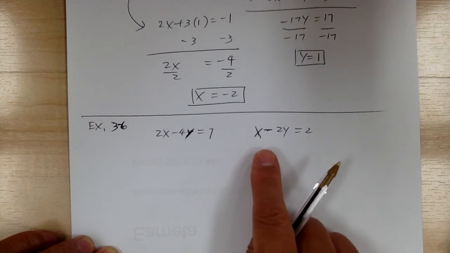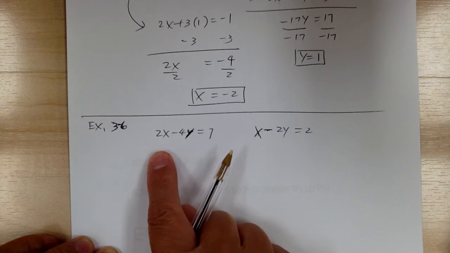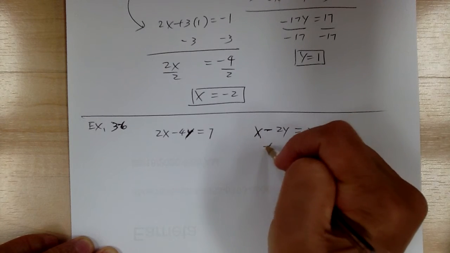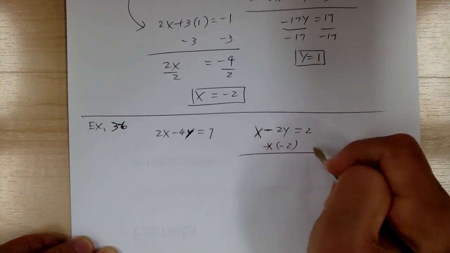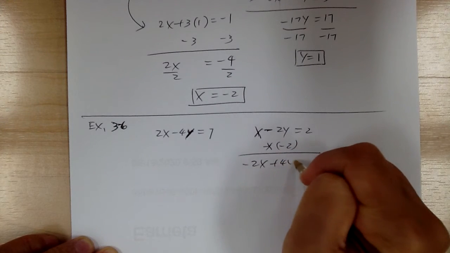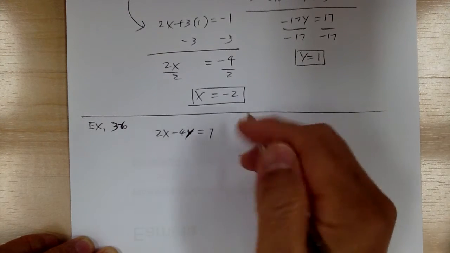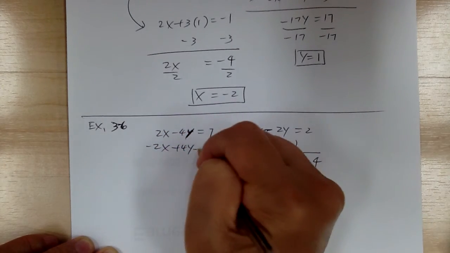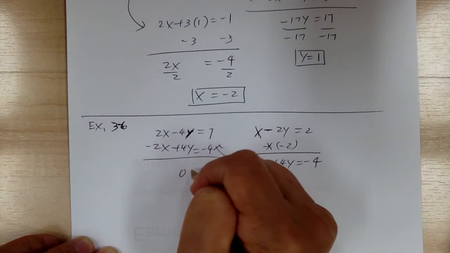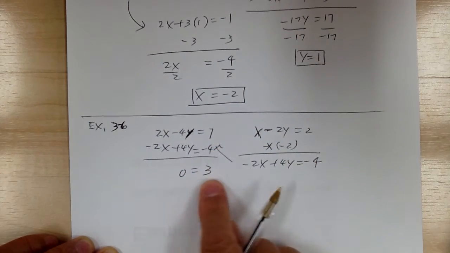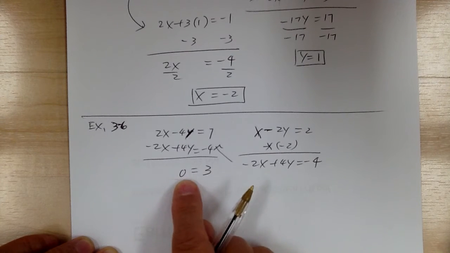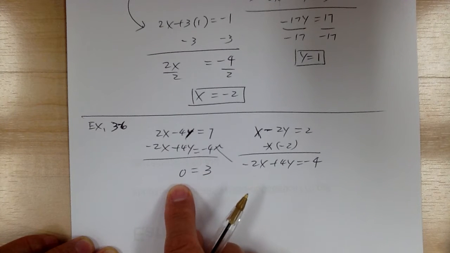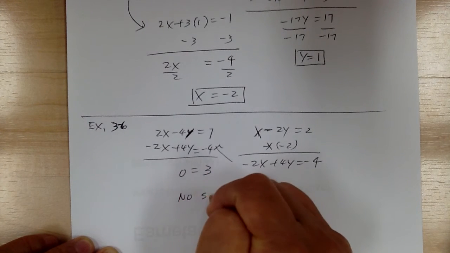So I'm going to eliminate now. The x has the lower coefficient, so I'm going to eliminate the x. So I'm going to make this opposite to that. So I'm going to multiply by -2. So I got -2x plus 4y equal to -4. I'm going to put it in here. Now when I add, I got 0 equal to 3. Okay, so this is always false. So that means no matter what values x and y are, it's always false. So that means there will be no solution.